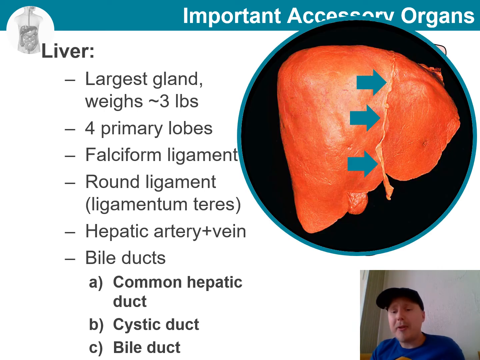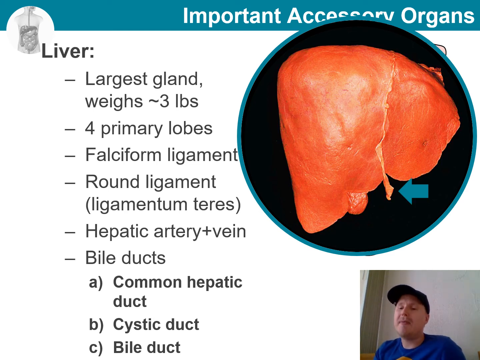The falciform ligament shown here with an arrow separates the larger right and smaller left lobes. It also suspends the liver from the diaphragm and the anterior abdominal wall. The round ligament, in turn, is a remnant of the fetal umbilical vein and runs along the free edge of the falciform ligament.